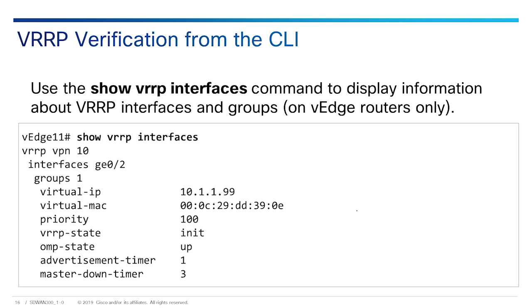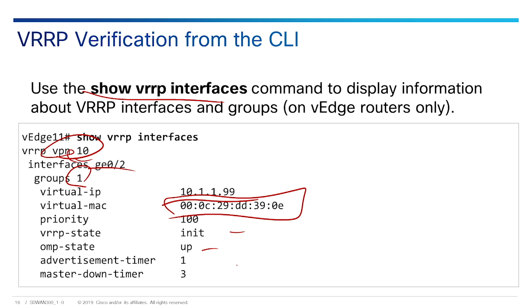And we can actually do the same exact command from the command line, show VRRP interfaces. It'll show us which VPN we're active for, what interfaces, what our group is, VPN ID, our virtual MAC address that we're responding to ARP requests for, and what our priority is, what our state is, whether OMP is up, and what our down timer is. And you can, by the way, modify almost all of these individual things.